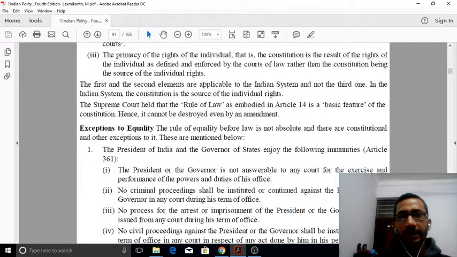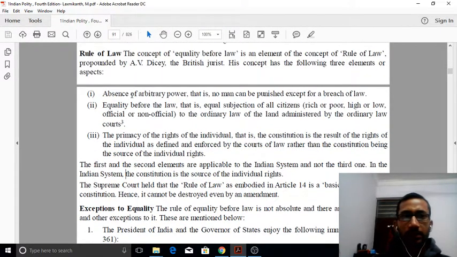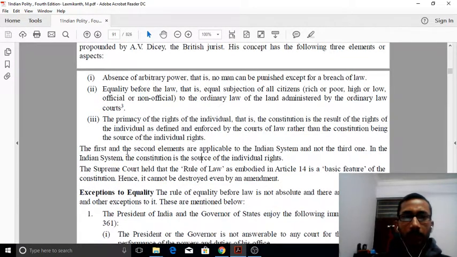The first and second elements are applicable to the Indian system, not the third one. What is the third one? The third one is the primacy of rights of the individuals. That is, the constitution is the result of the rights of the individuals as defined and enforced by the courts of law rather than the constitution being the source of individual rights.